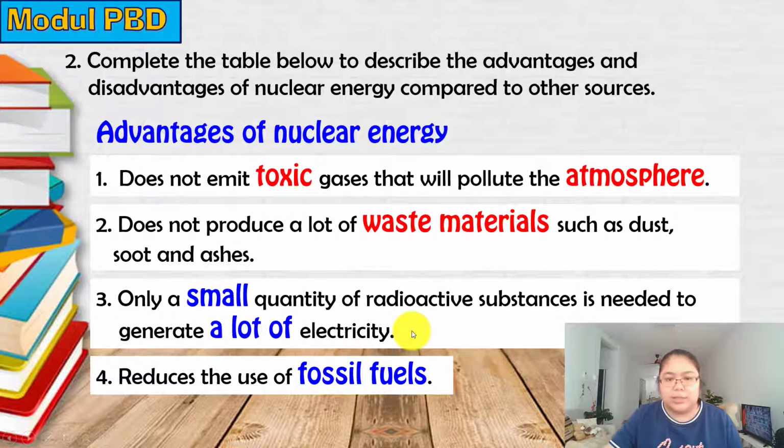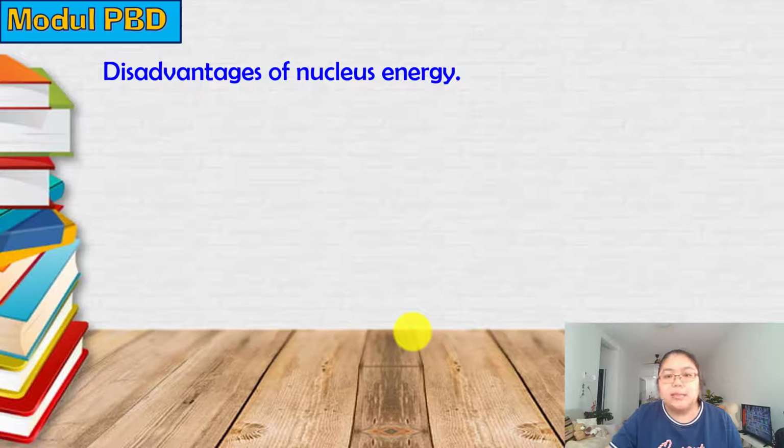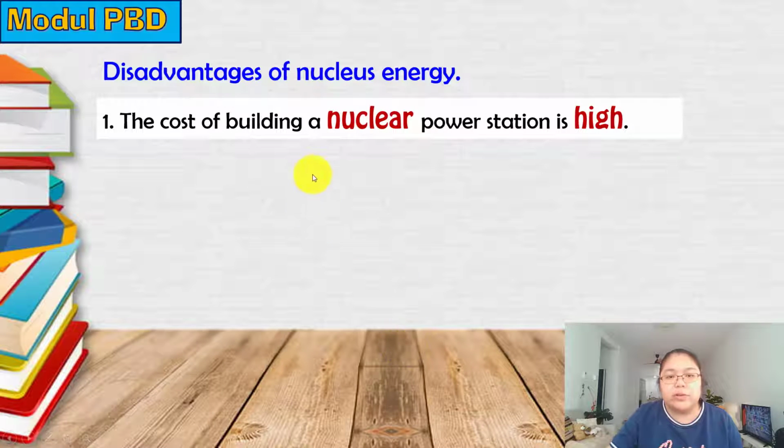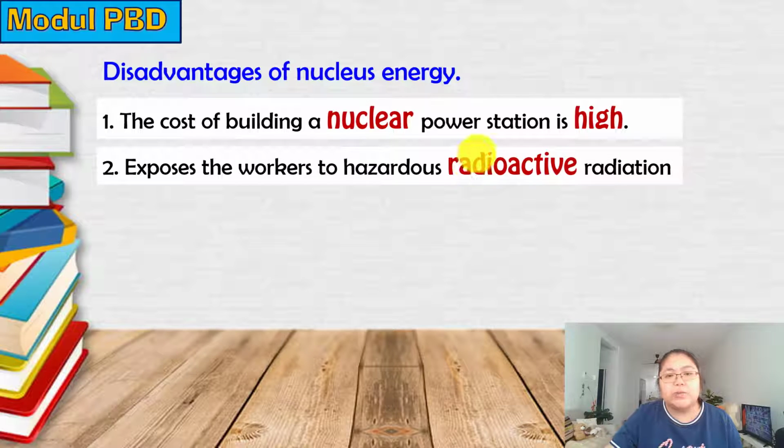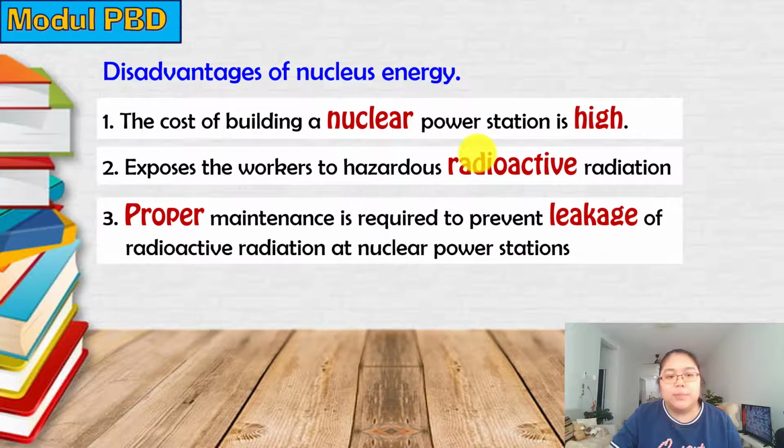Disadvantages. Let's see the disadvantages. First, the cost of building a nuclear power station is very, very high. You also need to find a big location to build the power station. Number 2, it exposes the workers to hazardous radioactive radiation. Number 3, proper maintenance is required. You want to prevent the leakage of radiation at the nuclear power station. When they run the nuclear fission process, there will be leakage of radiation and also heat, so you must prevent all of this from leaking to the outside.